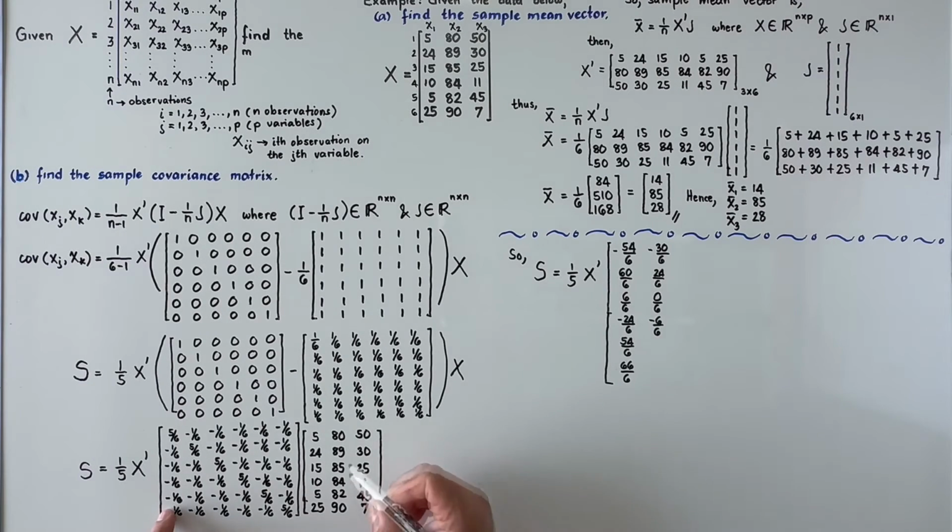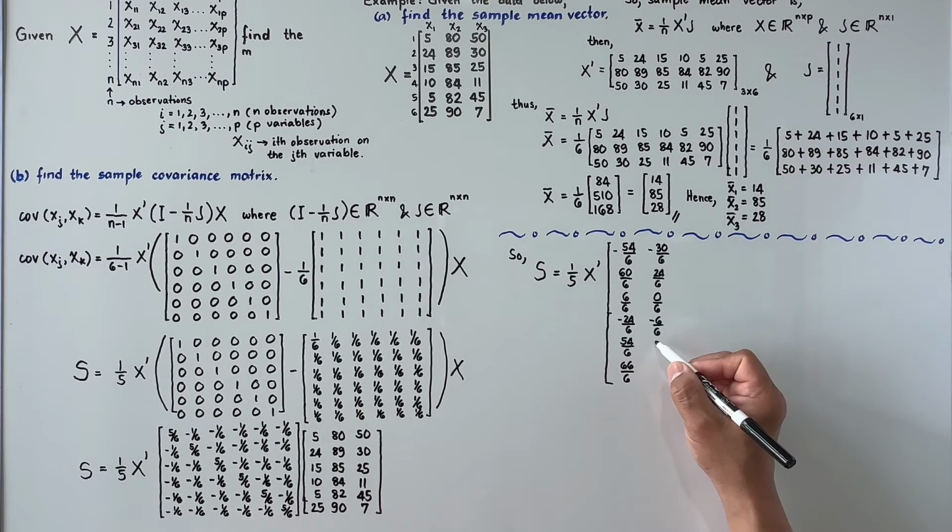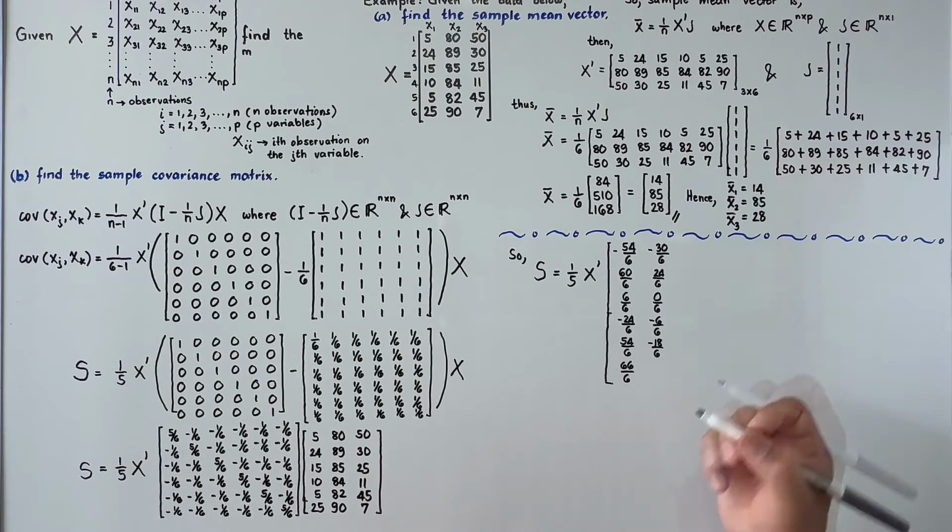And the fifth row, multiplying by the second column, we have negative 80 over 6 minus 89 over 6 minus 85 over 6 minus 84 over 6 added to the product of 5/6 times 82, which is 410 over 6, and subtracted by 90 over 6. So adding those 6 products, we have negative 18 over 6 here.